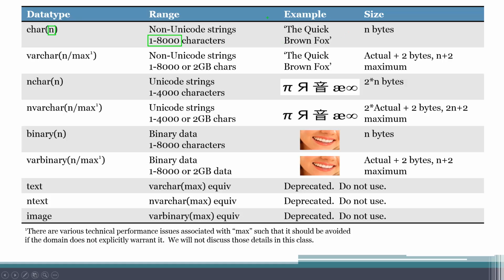And because each character takes a single byte to store, the n that you specify also indicates the size of that data type as well. So if you have a char(50), it's going to take up 50 bytes.